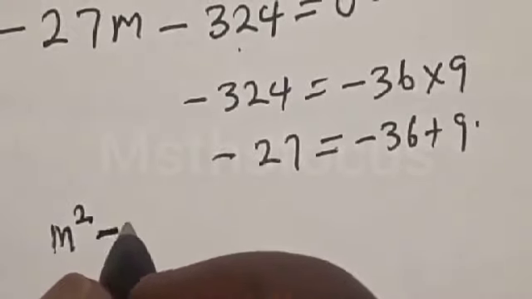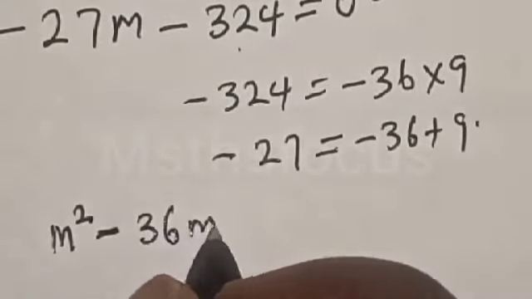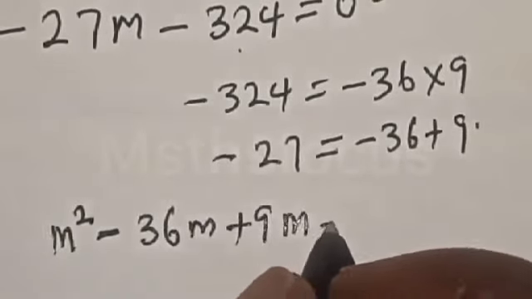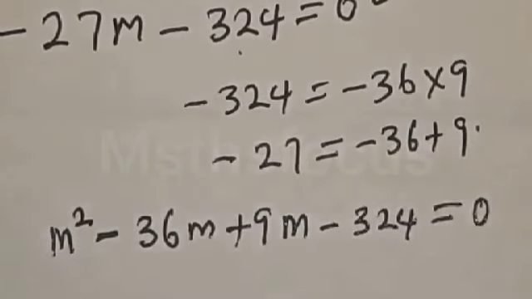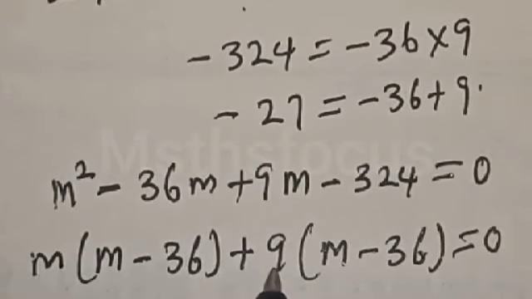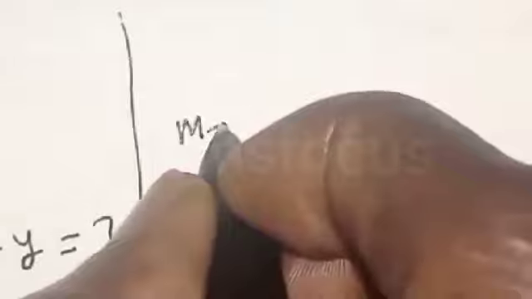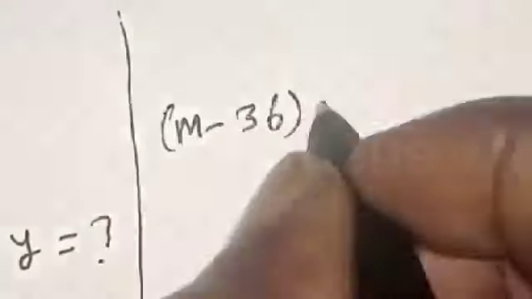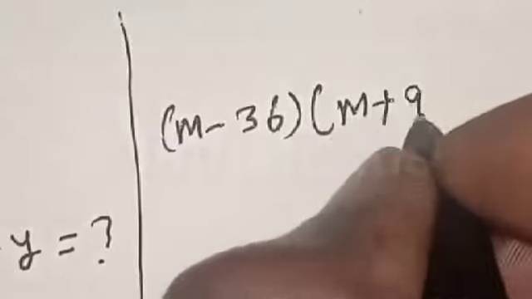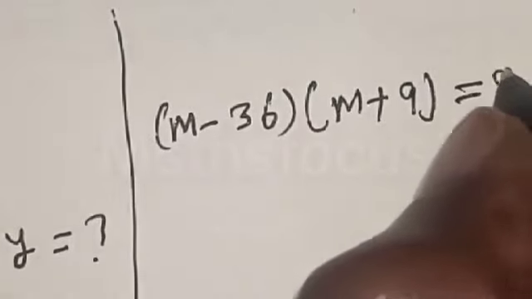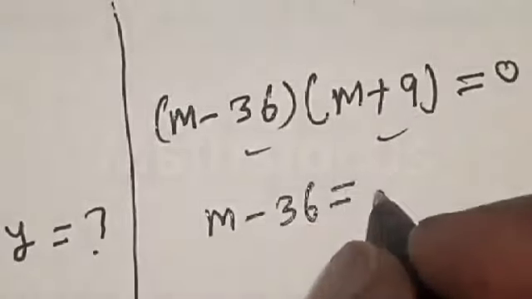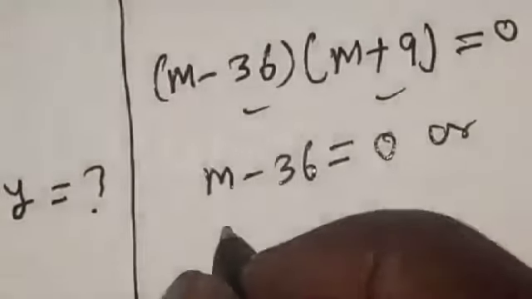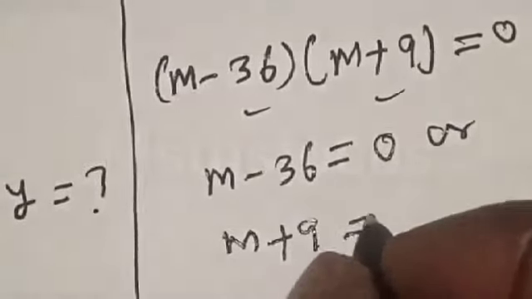m squared minus 36 m plus 9 m minus 324 is equal to 0. We have m here and plus 9 here, m minus 36 here and m minus 36 here. So (m minus 36) multiplied by (m plus 9) is equal to 0. There are two cases here: m minus 36 is equal to 0, or m plus 9 is equal to 0.